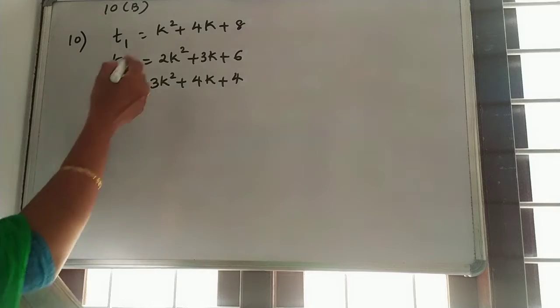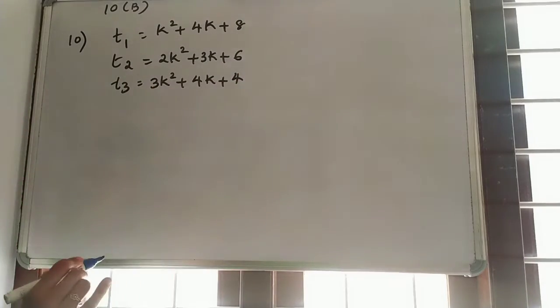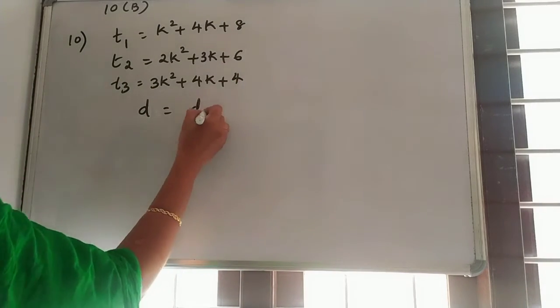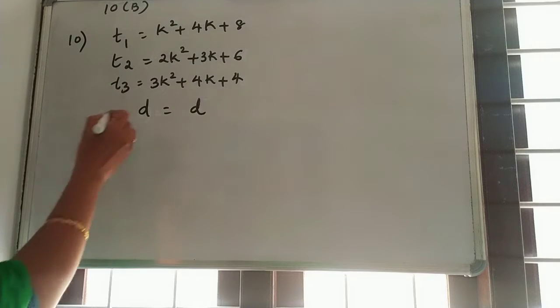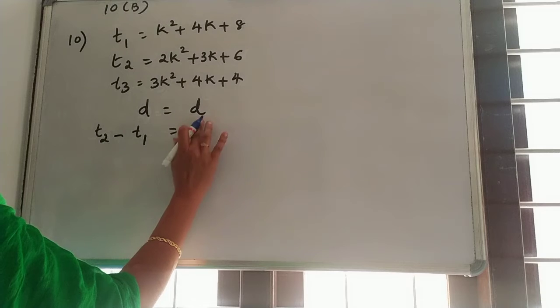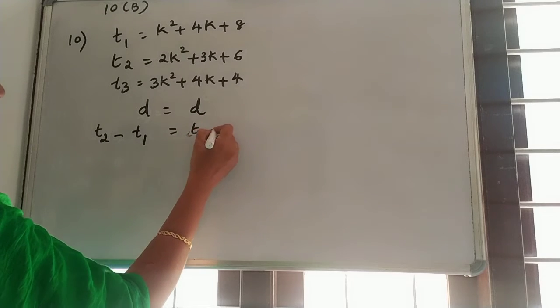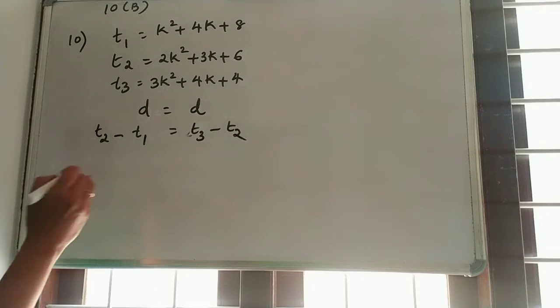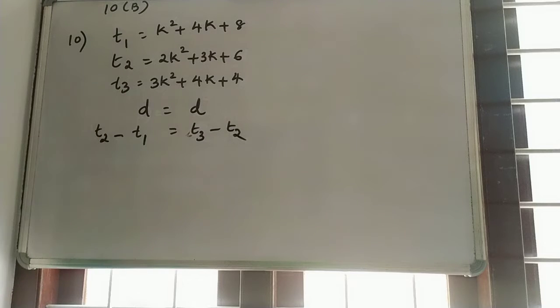These are in AP. So we can directly say that these are in AP means common difference will be same. That means common difference D is equal to D. So this D we can replace as T2 minus T1, and this D we can replace as T3 minus T2. Common difference will be same, no?